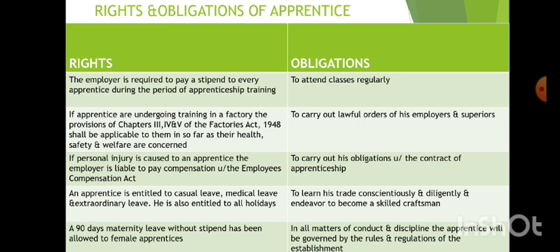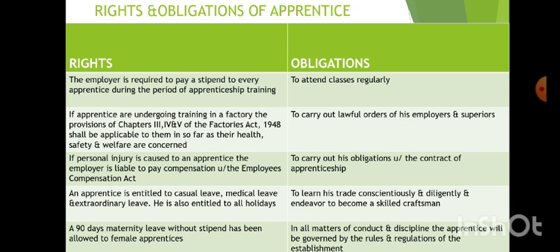If personal injury is caused to an apprentice, the employer is liable to pay compensation under the Employees Compensation Act. That is, if the apprentice is injured at the site during the training process, the compensation is to be paid by the employer to the apprentice. An apprentice is entitled to casual leave, medical leave and extraordinary leave. 90 days maternity leave without stipend has been allowed to female apprentices. Those are the rights of apprentice.